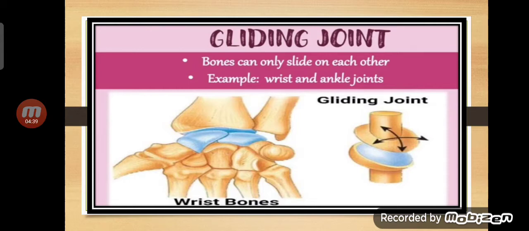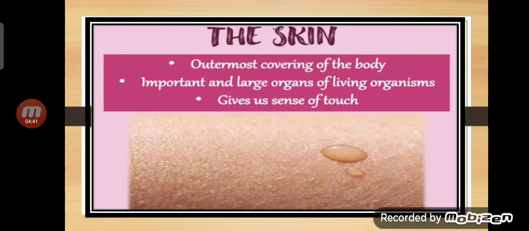Okay, so next we will see, children, about the skin. So what is skin? Skin is an important and a large organ of all living organisms. The skin has hairs, as you have hairs on your hand. The skin also has nails. Your nails are present on the skin, right children? The skin gives us the sense of touch. Hence it is a very important sensory organ, we can say.